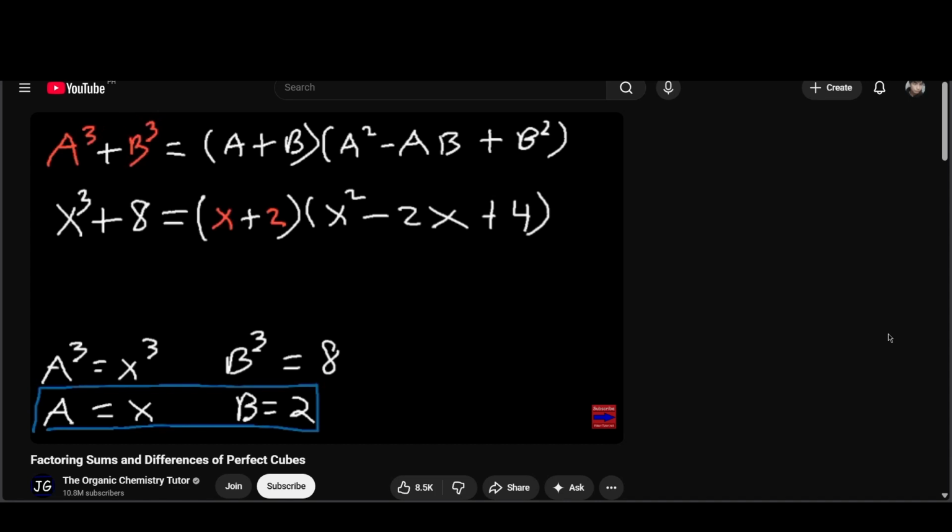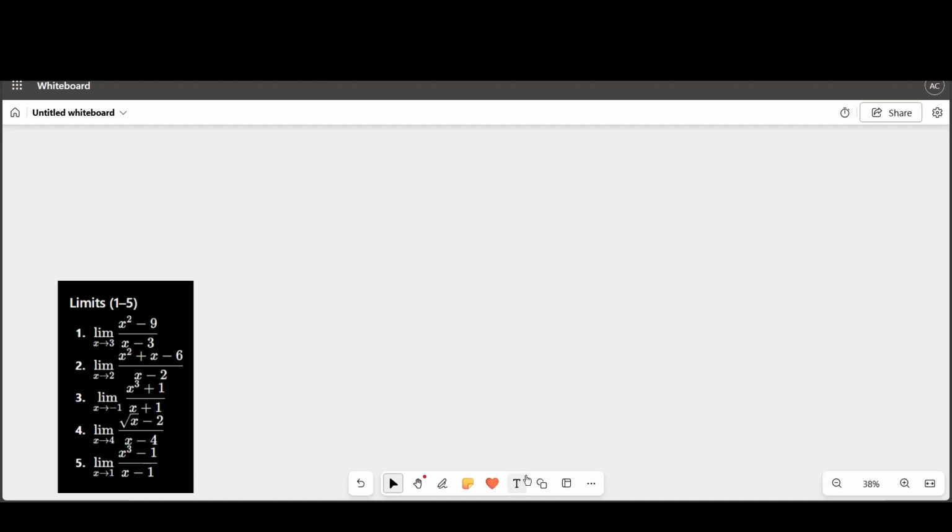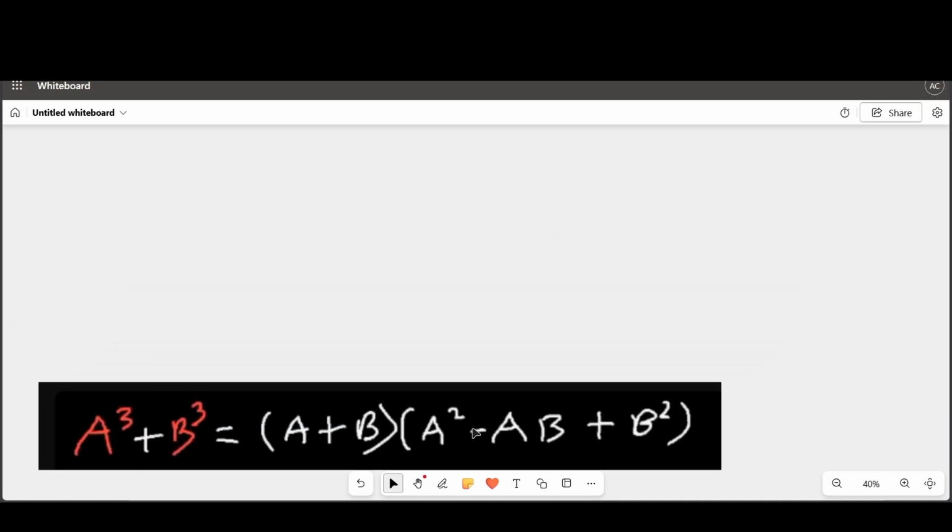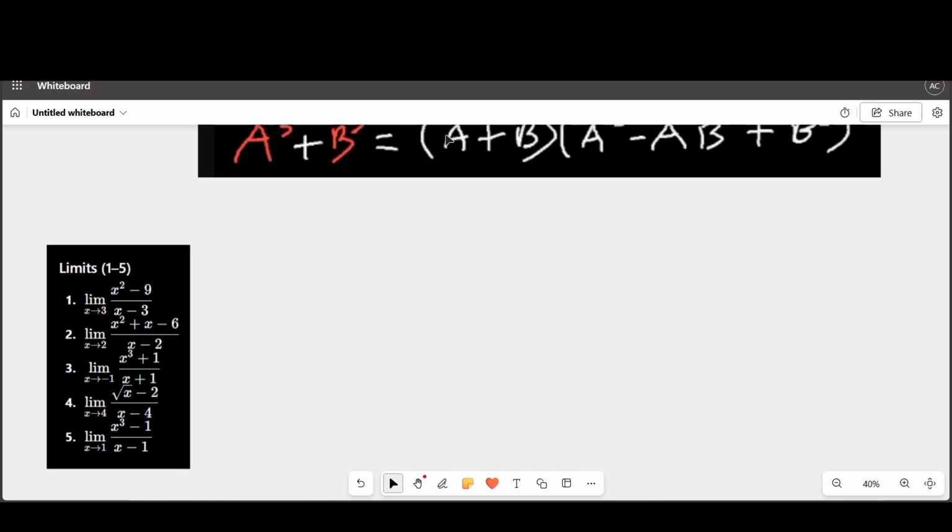Okay, we're back. Let's just do this. Let's copy this formula right here. I'm just going to screenshot it so you don't have to copy it letter by letter, number by number. Thankfully, this will be one of the last. Okay, so this is the sum of cubes rule.